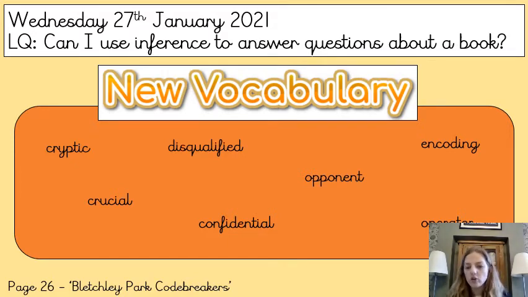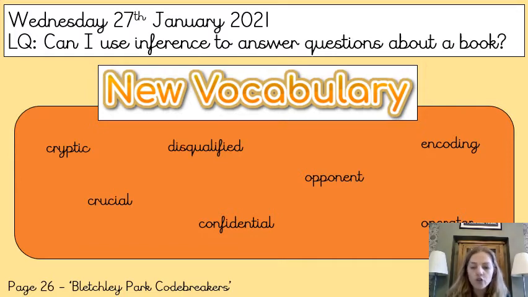If you're not quite sure about crucial, please have a go at looking it up yourself, because then you're building up your own skills on how to identify and learn about new vocabulary that we aren't familiar with. The next one is confidential. So the word confidential means that it's private or it needs to be kept a secret. And then the one that's behind my camera screen is operator. So operator is someone that will be in charge of doing something.